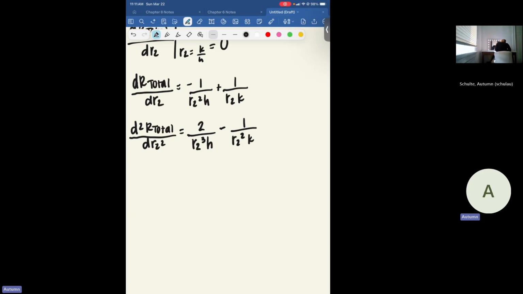Now we can plug in our value for R2. We found that R2 is equal to our thermal conductivity divided by our heat transfer coefficient. So let's plug that in. We're going to have 2 over K over H cubed times H minus 1 over K over H squared times K.